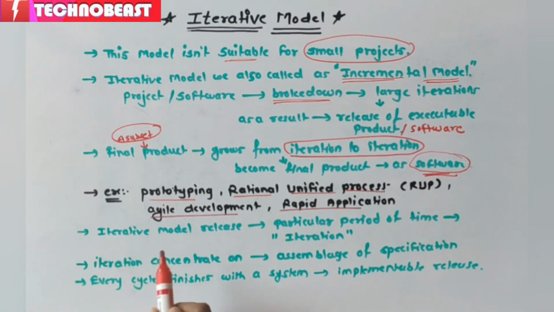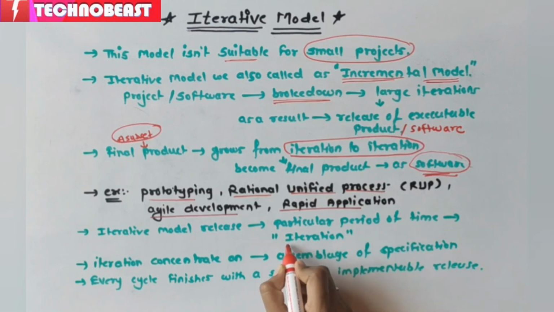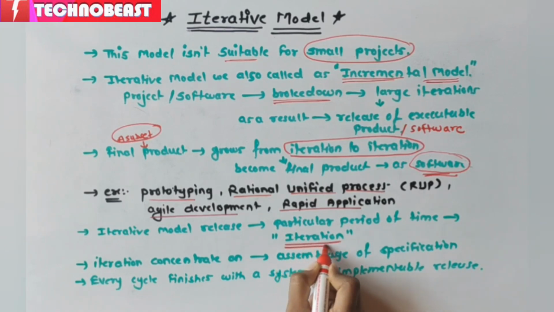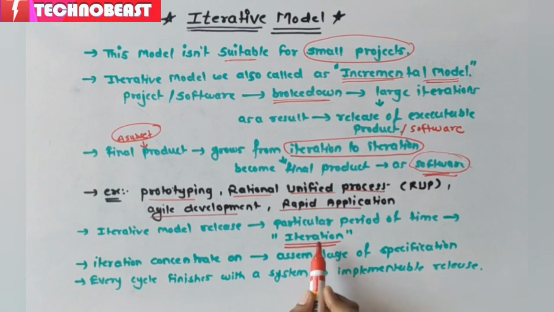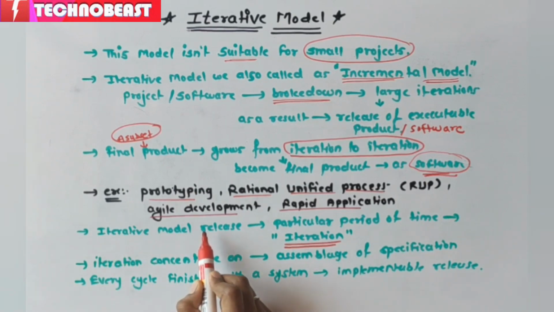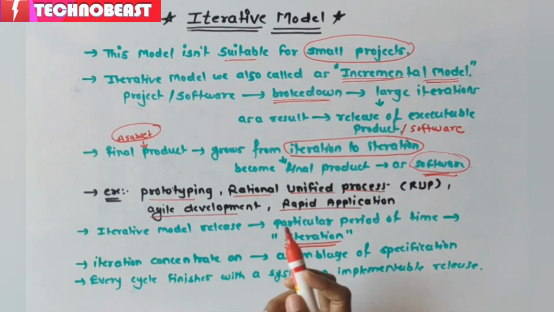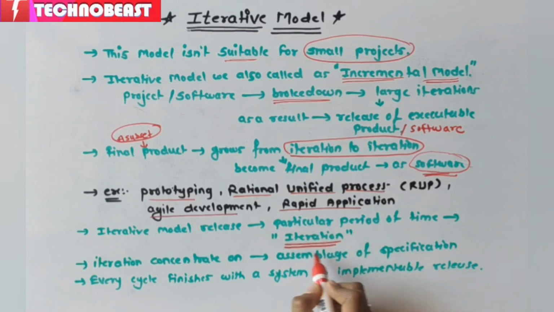Every iterative model release is developed in a particular established period, and that particular period of time we call an iteration. Okay, so which term do we call an iteration, and which process do we call an iteration? So iterative model releases are developed in a particular established period of time, and that we call an iteration.